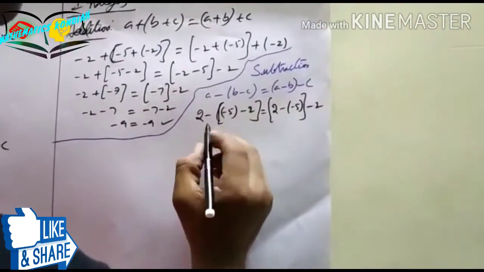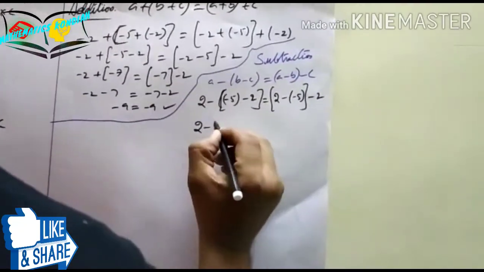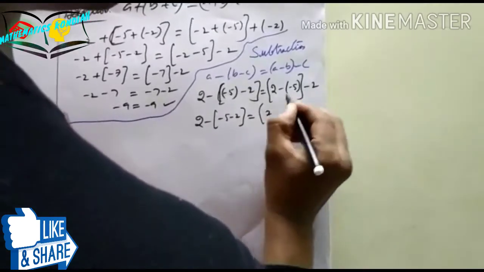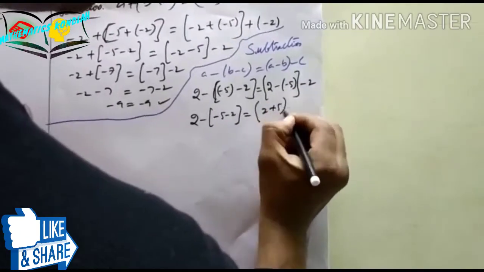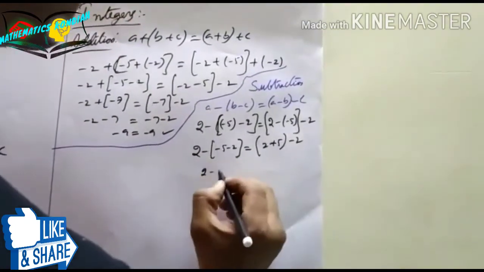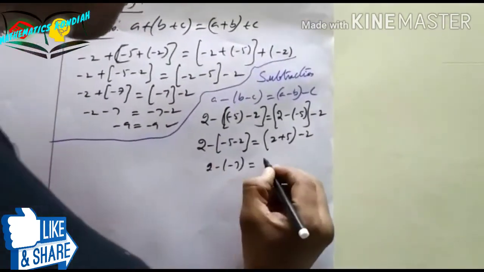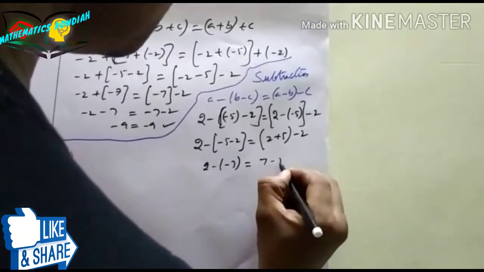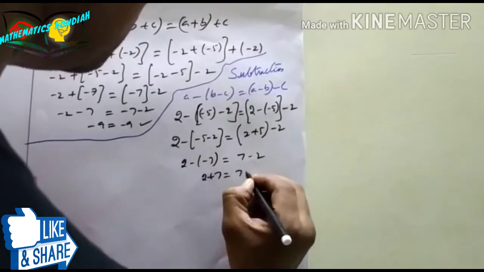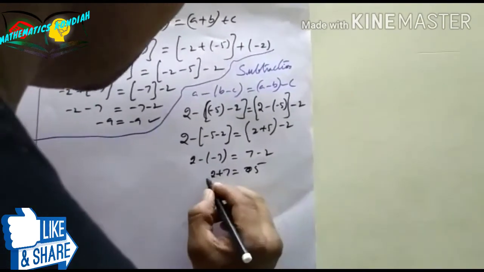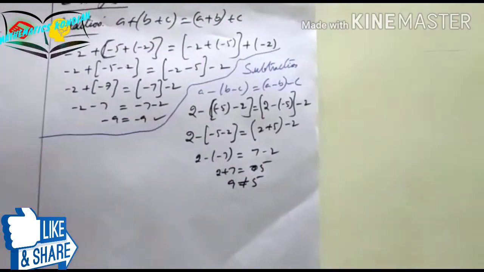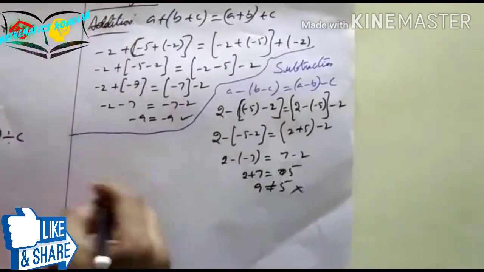2 minus minus 5 is 2 plus 5, which is 7, minus 2 is 5. On the other side, 2 minus minus 7 is 2 plus 7, which is 9. Therefore, 9 is not equal to 5. So it is not satisfied.